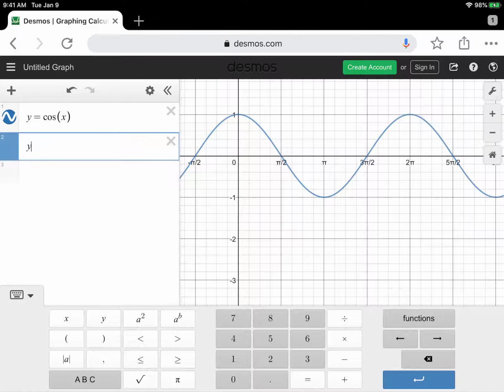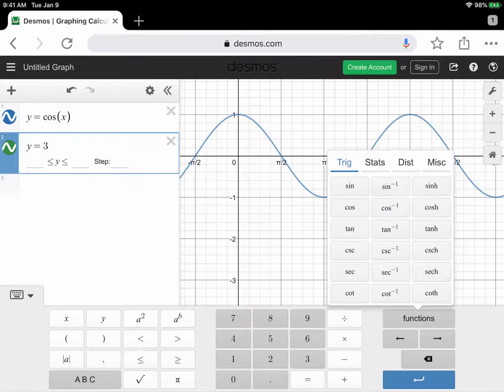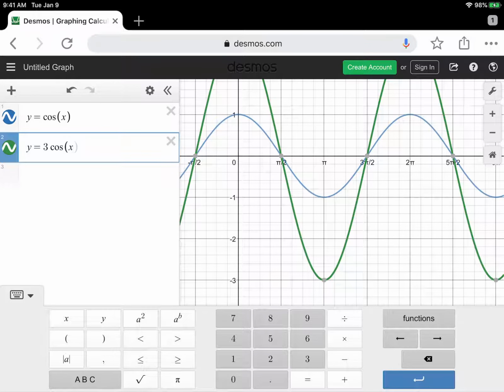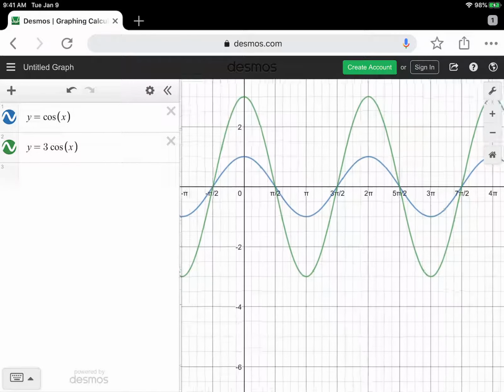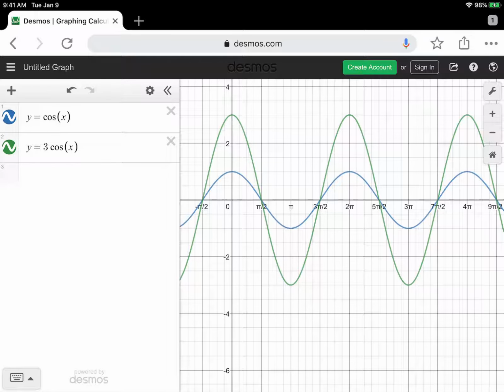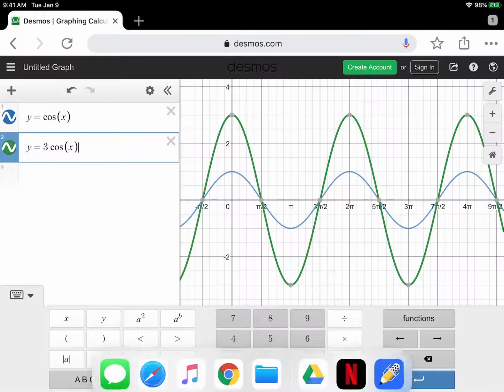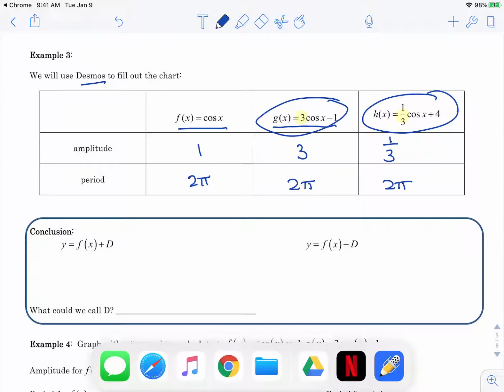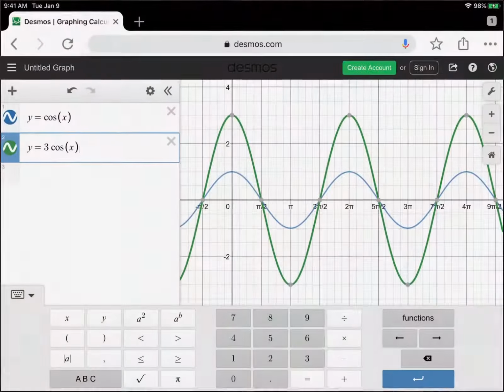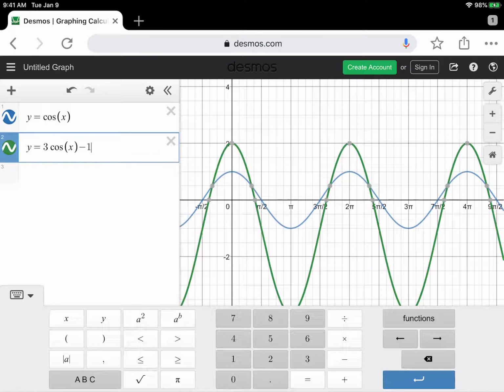Okay, so my y equals 3 cosine x, and let me go ahead and get this smaller. We can see that my amplitude here is 3 for this new graph. And I believe, okay, it's a -1 and a +4, so I don't forget. So I'm going to -1 now from this graph.